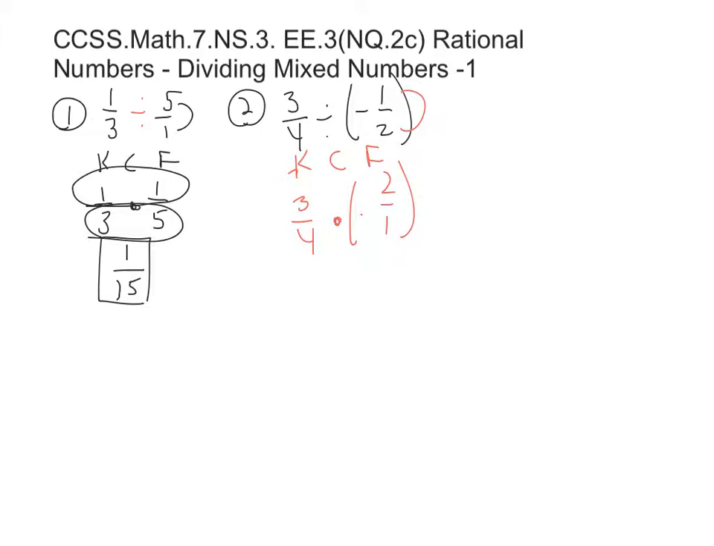And now we have a multiplication problem, and it's negative here. Oops, this is a negative. It's a terrible negative. It's a negative. So 3 times 2 is 6. 4 times 1 is 4. And it's negative. Don't forget the buddy negative.